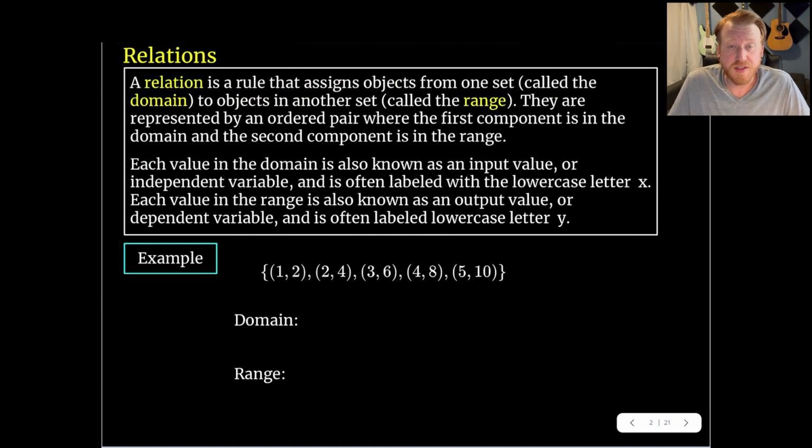We'll start with relations. A function is going to be a special type of relation, but a relation is a rule that assigns objects from one set called the domain. Sometimes we think about that as all of our input values, and it assigns them to another set called the range, which sometimes we call our output values. They're often represented by an ordered pair. So you can see in this example down here, we have a set of ordered pairs where the first component would be from our domain, those would be our inputs, and then the second component would be from the range, and those would be our outputs.